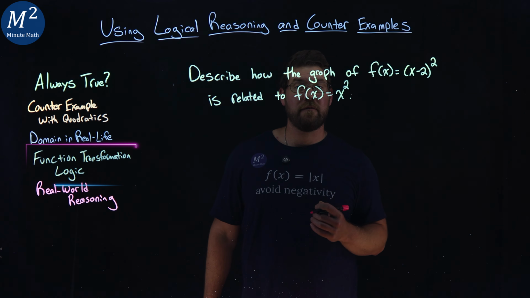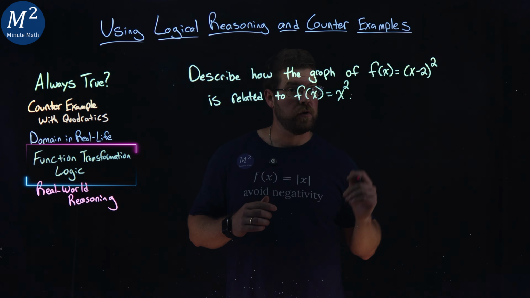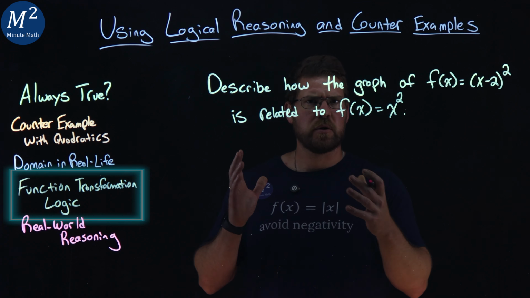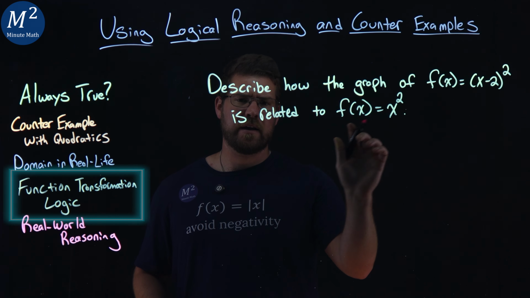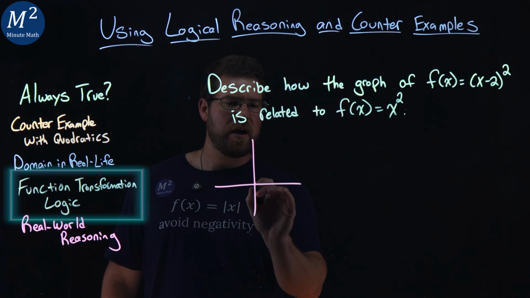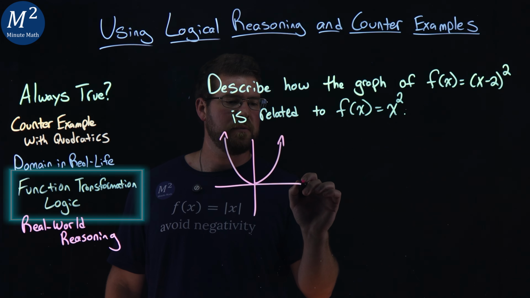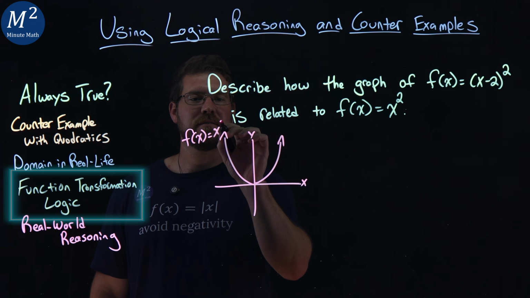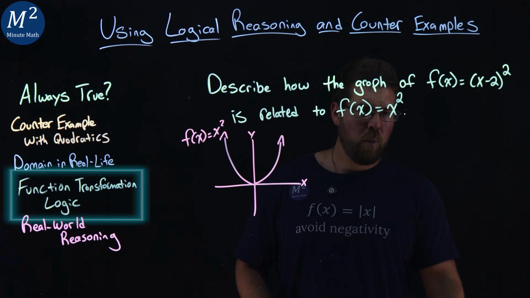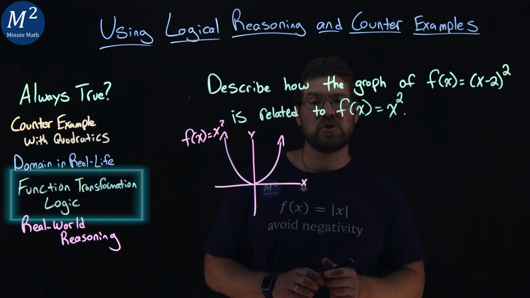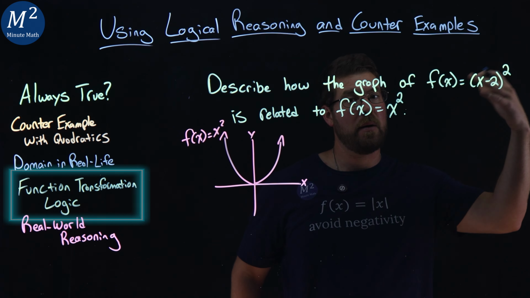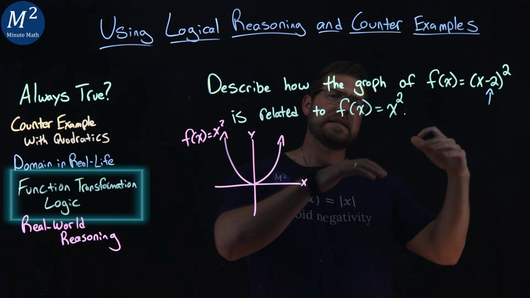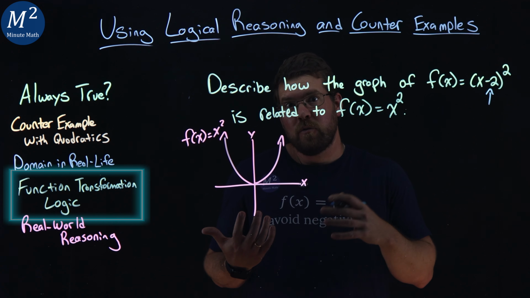Describe how the graph of f of x equals, in parentheses, x minus 2 all squared, is related to f of x equals x squared. Let's get a quick little visual of f of x equals x squared. All right, we have a graph that looks like this, some sketch. We have our x and our y, and this is our f of x equals x squared right here. Well, what happens here with this x minus 2 inside of that parentheses, and then we're squaring? That's the main difference there. And I always like to think about stuff like this, when it's in parentheses, I always think of the opposite of what I expect.